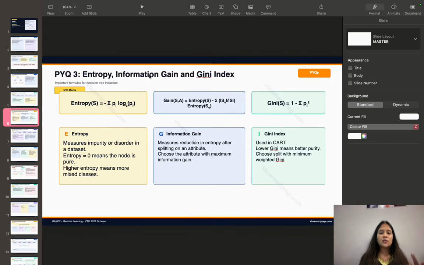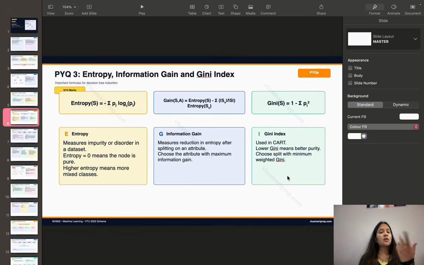The third question is entropy. They can say explain entropy, information gain and gain index. At that time mention the formulas, and what entropy means, what it is going to calculate. Similarly for information gain, what it is going to measure, what it is going to calculate for the decision tree, you have to mention. Similarly for gain index, what it is going to do and what it is going to calculate is what you have to mention in the theory based questions.